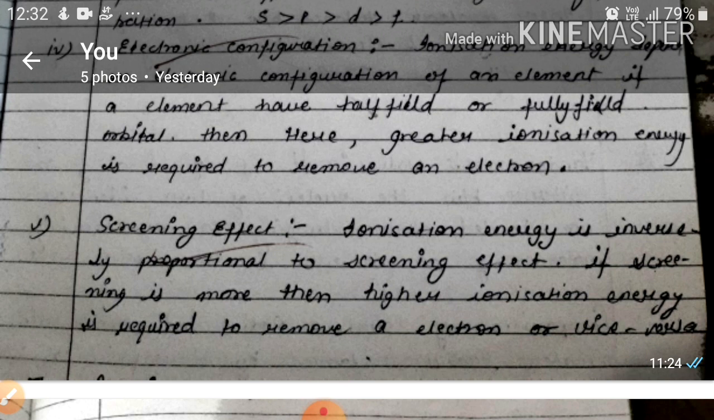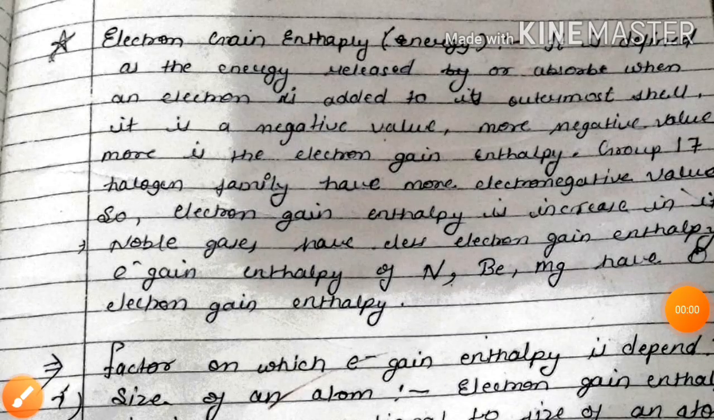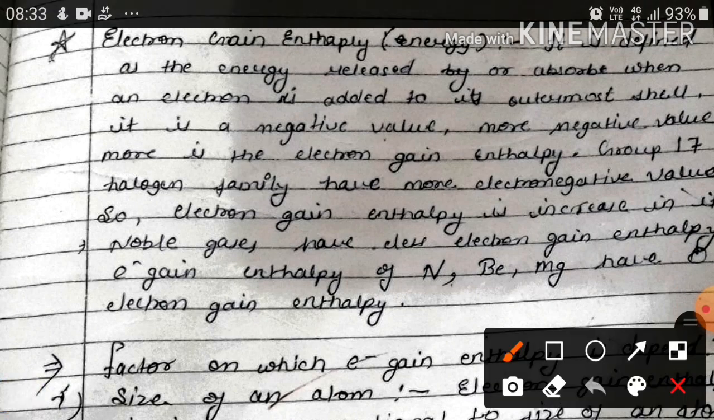And next is electron gain enthalpy. It is defined as the energy released or absorbed when an electron is added to its outermost shell. It is a negative value. The more negative the value, the greater the electron gain enthalpy. Group 17, that is the halogen family, fluorine, chlorine, bromine, iodine, have more electron gain enthalpy, and noble gases have less electron gain enthalpy, and the electron gain enthalpy of nitrogen, beryllium, magnesium is 0.